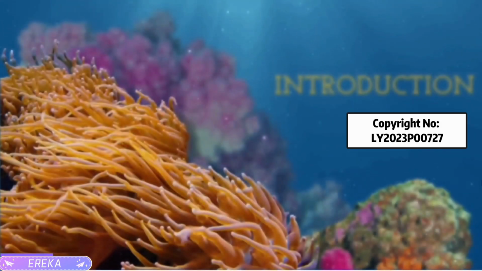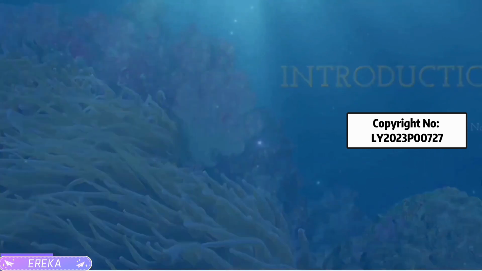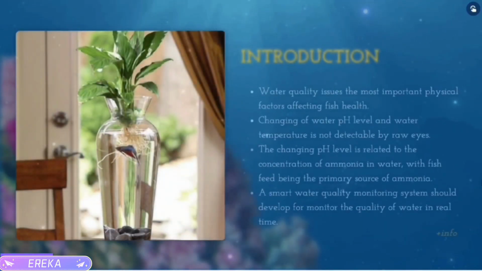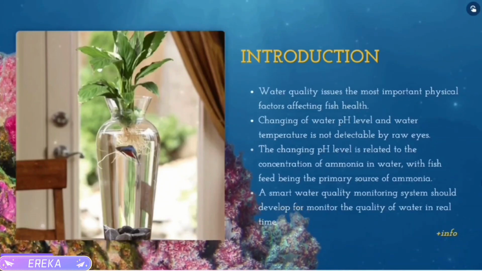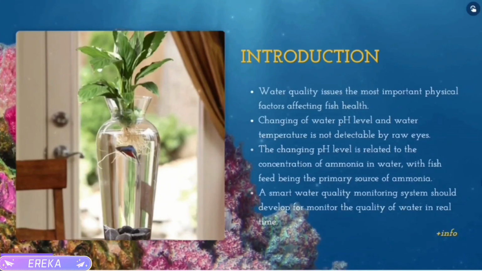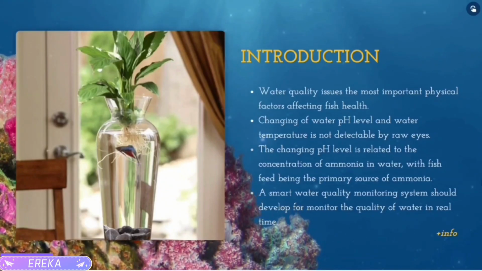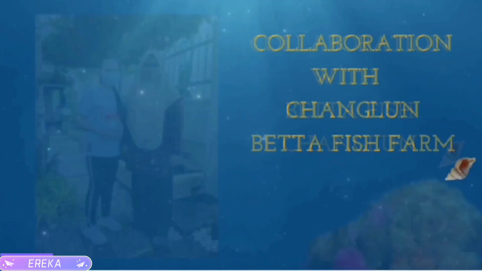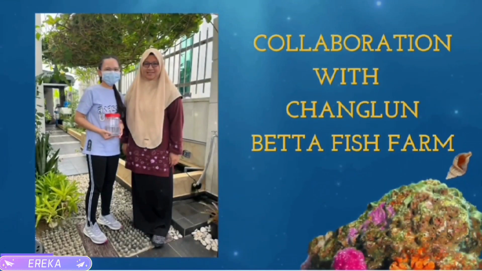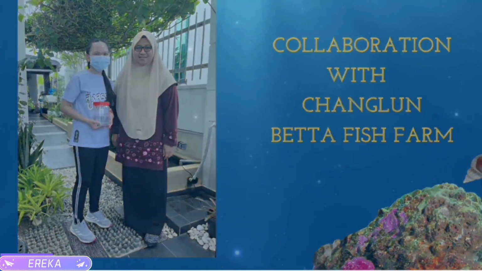Given that this project is focusing on the betta fish and the seriousness of the water quality issue for the health of the betta fish, since the changes in the pH and also the temperature of water are related to the ammonia contents in the water, and thus are not visible by the naked eyes. As a result, a smart system for monitoring water quality in real time needs to be created. For the purpose of researching and creating a highly effective water quality monitoring system for the betta fish, Changlong Betta Farm also collaborated on this project.